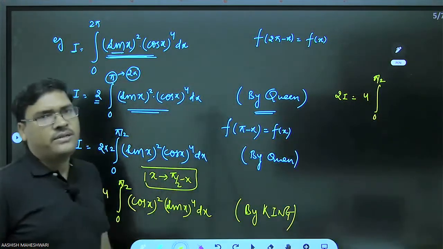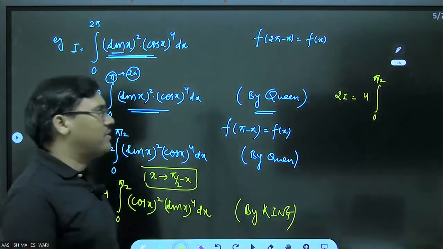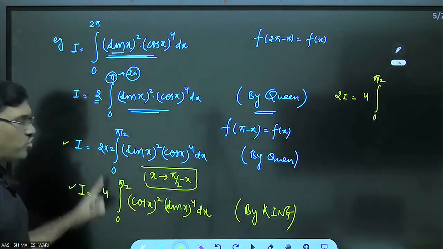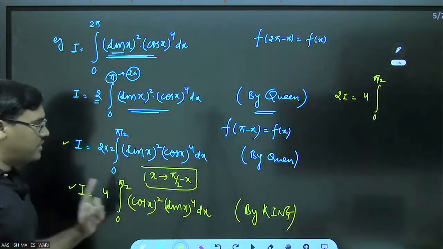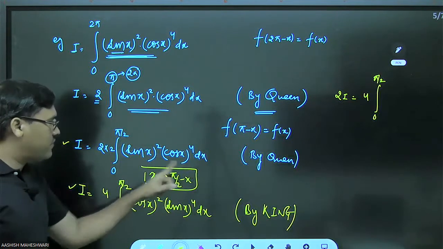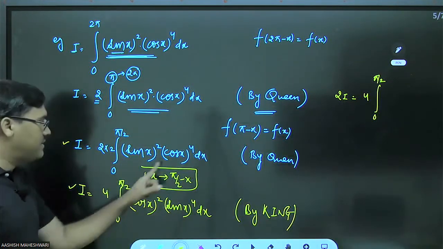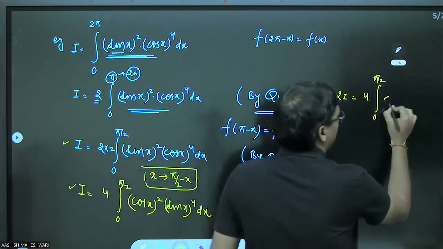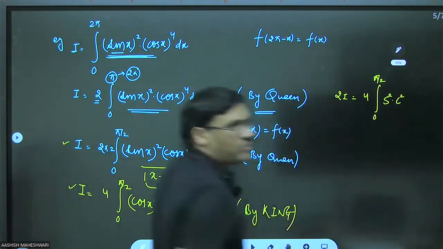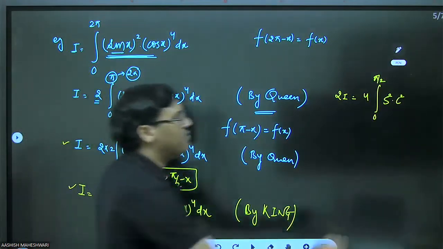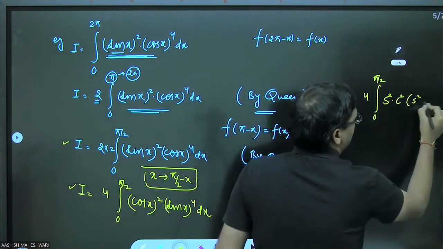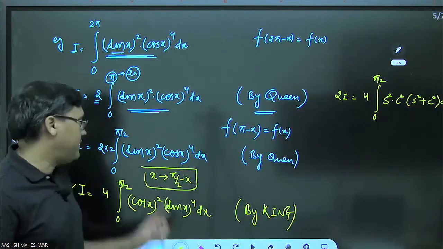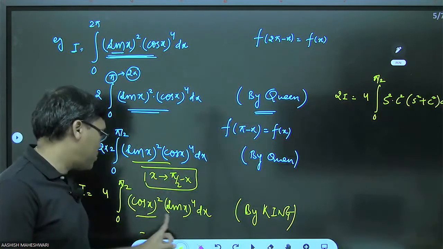Generally we apply the King rule, then we add the integrals. This is the standard way, right? So if I just observe, you can add these two, this 4 will be common, 0 to pi by 2. Now observe here, sin square x and cos square x will be common, and in the bracket we will have sin square x plus cos square x dx. I hope this is clear. Just try to add these two.